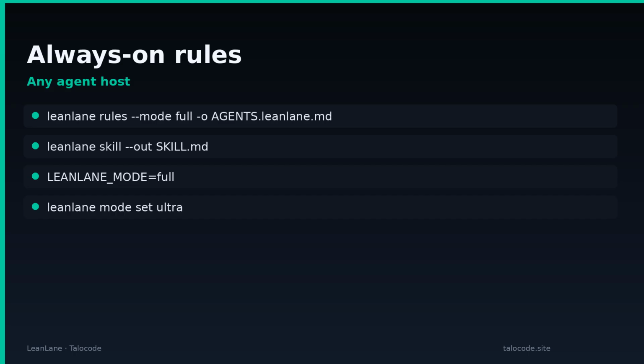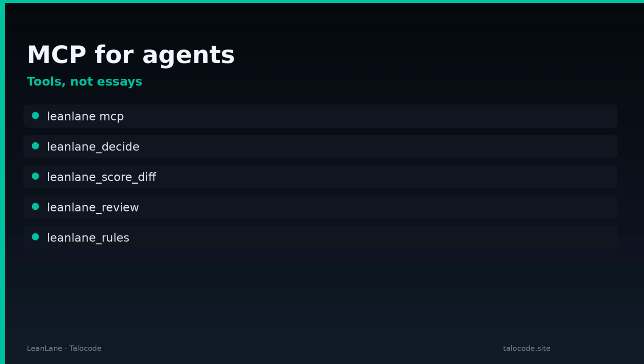TypeScript SDK. Install at talocode/leanlane. Import decide, scoreDiff, reviewCode, getToolset, and createLeanlaneClient. Local engine calls need no key. The client uses TALOCODE_API_KEY and TALOCODE_BASE_URL for optional cloud routes under /v1/leanlane.